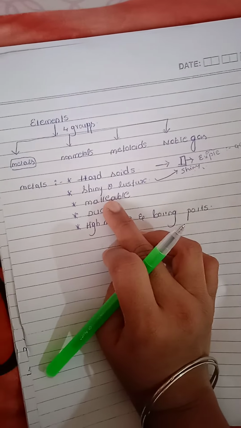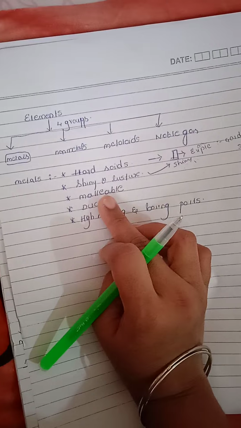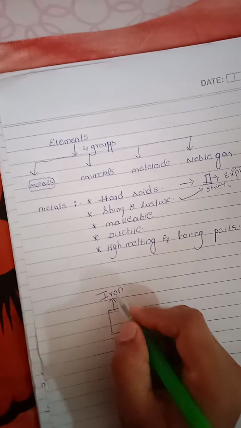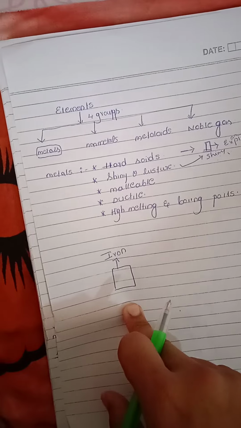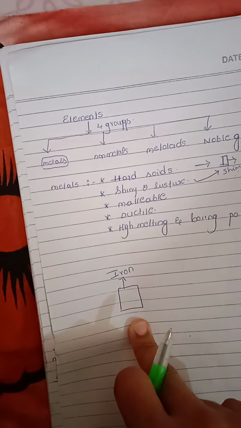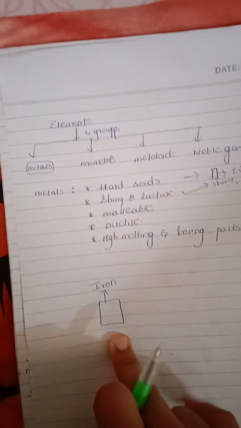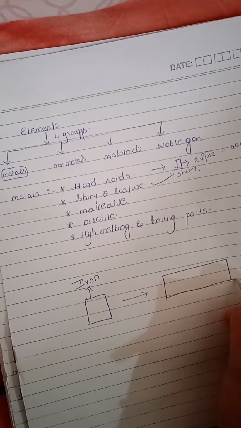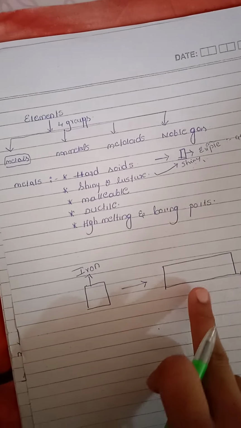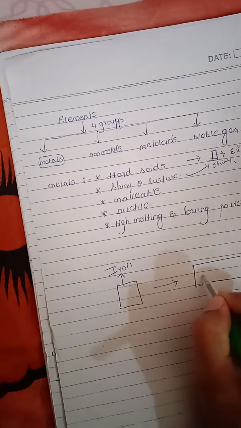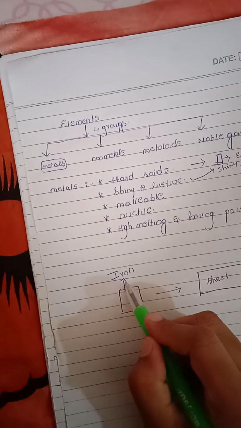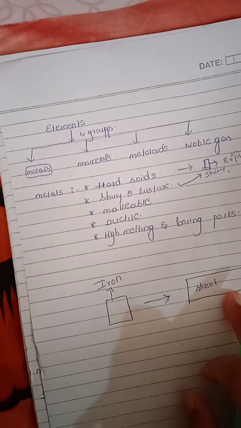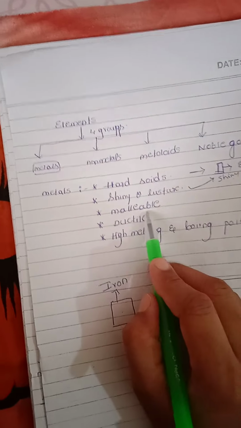Malleable means, suppose I have an iron bar. I have taken iron as the example. If I beat the iron bar with a hammer, continuously beating it, we can make a sheet, isn't it? This property is called malleable. If I take an iron bar and continuously beat it with a hammer, it will become a sheet. This property is called malleable.